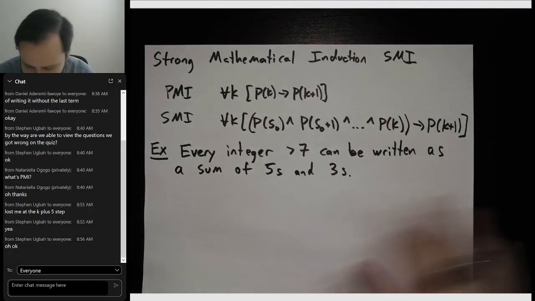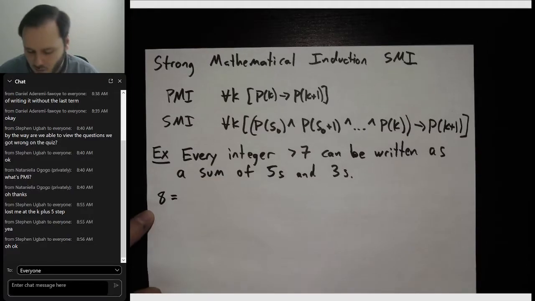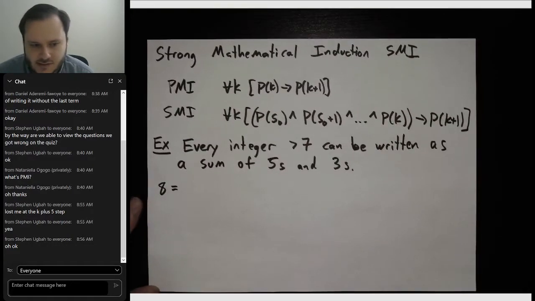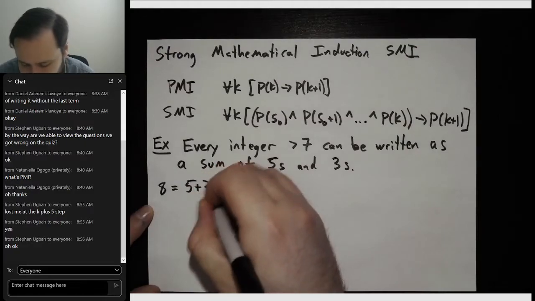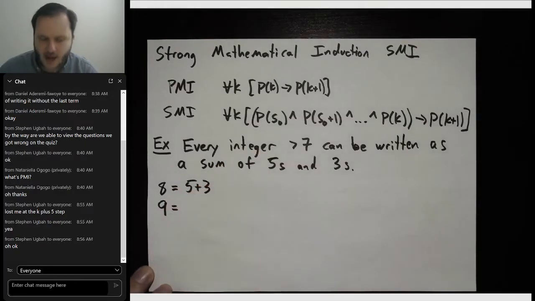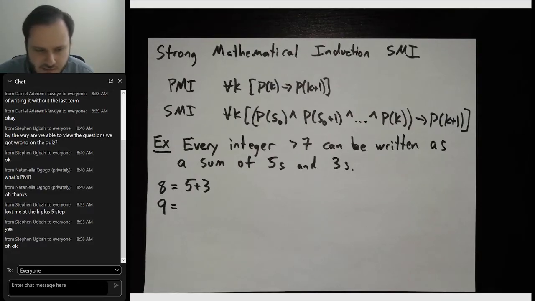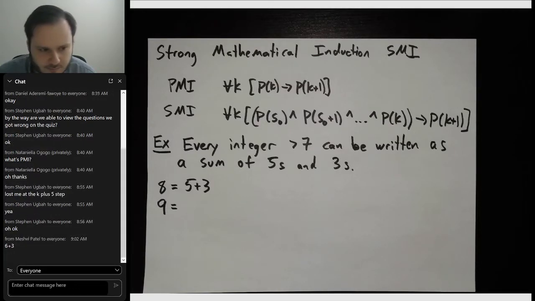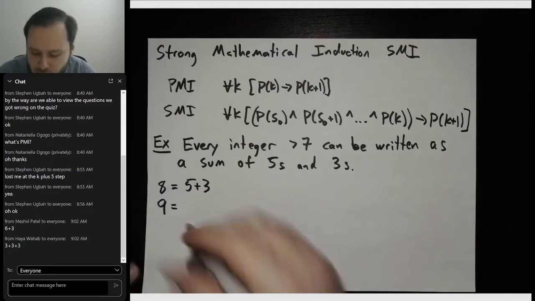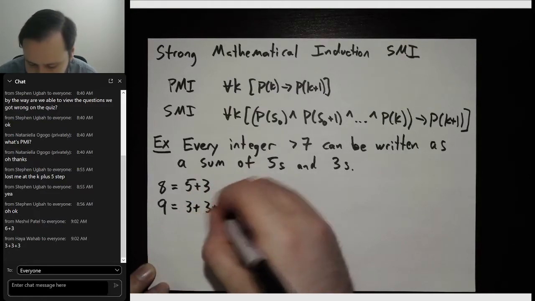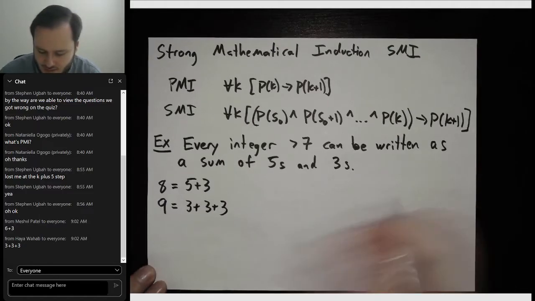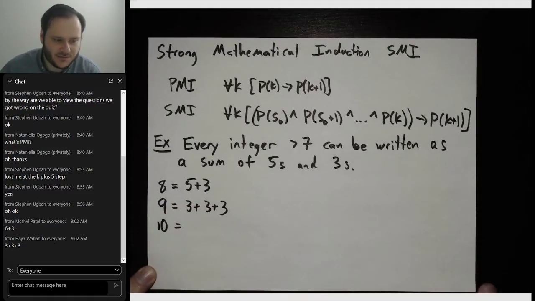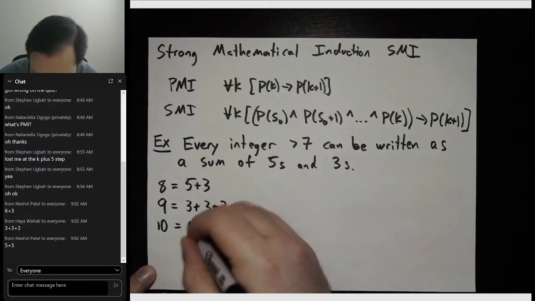Okay, so let's do some examples. So 8, I want to write this as some 5s plus some 3s. I can do 5 plus 3. 9, how do I write 9 as a sum of 3s and 5s? Six plus 3 has a 6. 6s aren't allowed. Only 5s and 3s. You've got the right idea. There we go. 3 plus 3 plus 3. Good. So how about 10? Just using 5s and 3s. 5 plus 5. Very good.